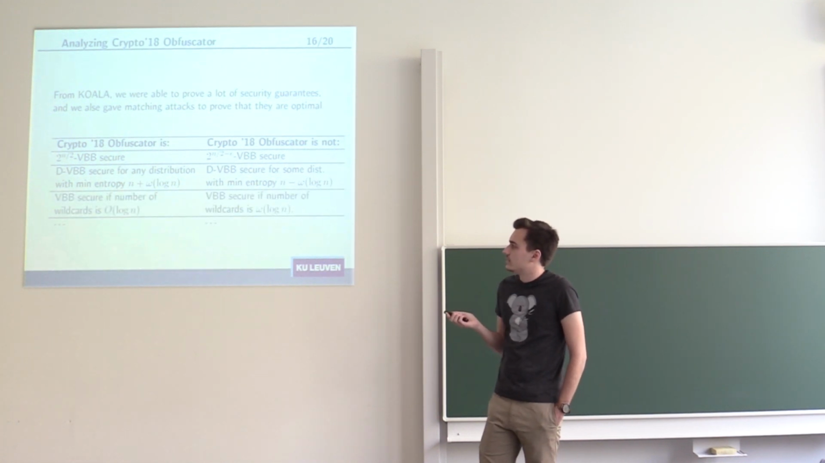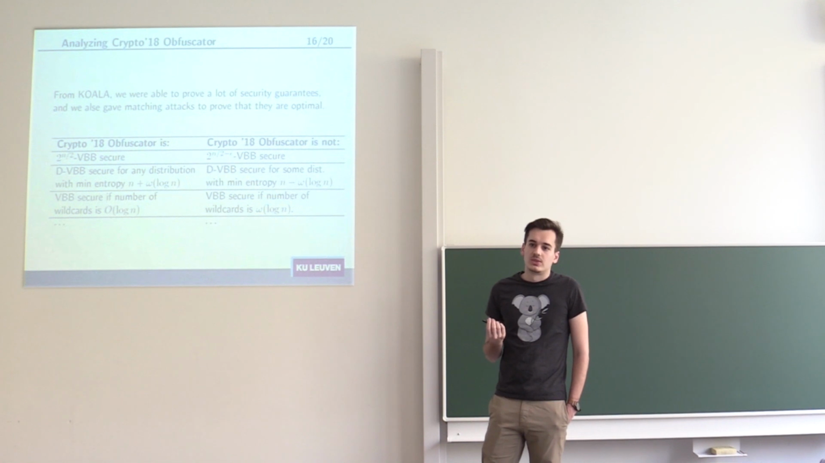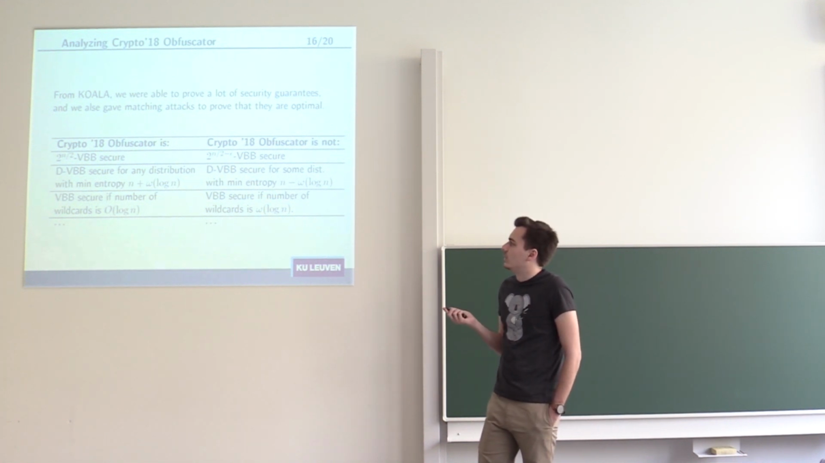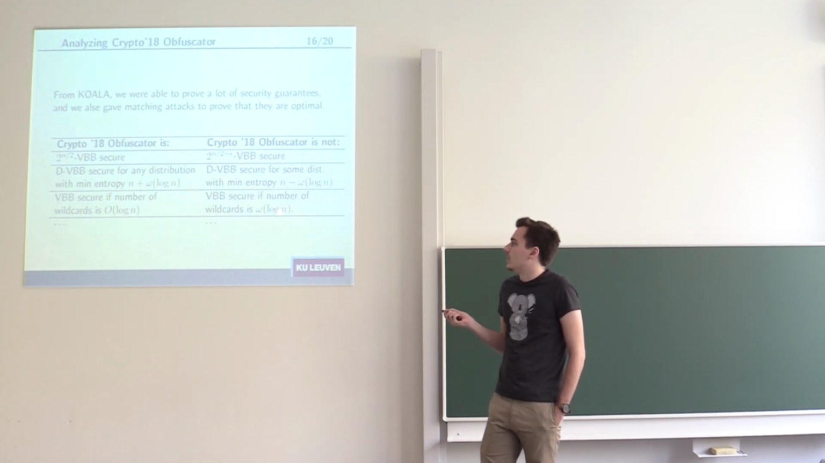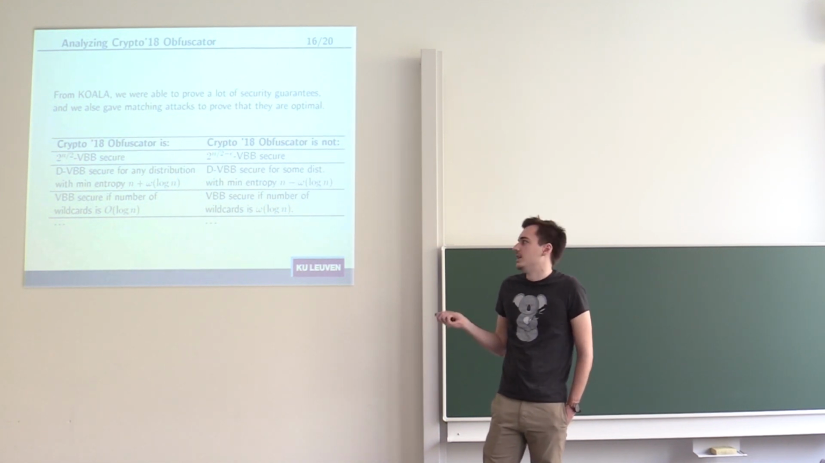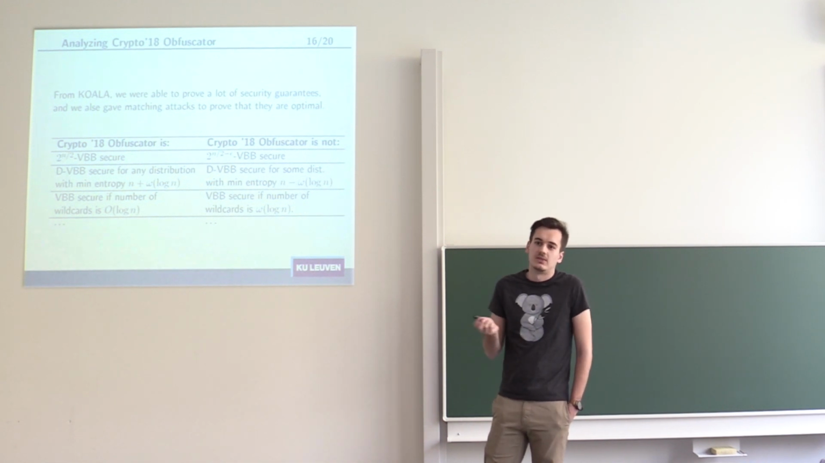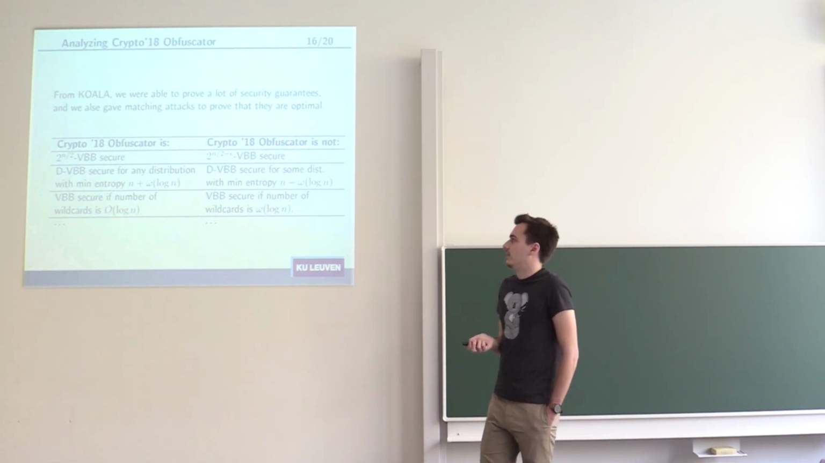And then another result is that it is virtual black box secure if there's a really small number of wildcards. If there's only big O of log n wildcards, then it's secure. We also show that it's not VBB secure if the number of wildcards grows faster than log of n. And there are some more results of this. You can look at the paper if you want.